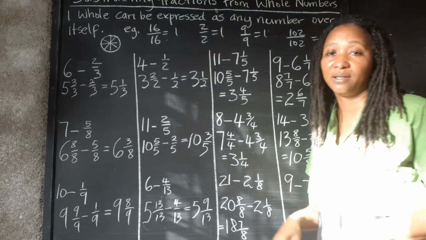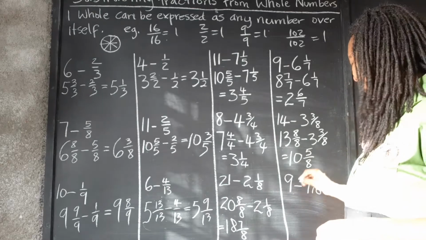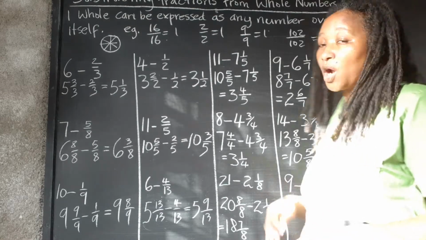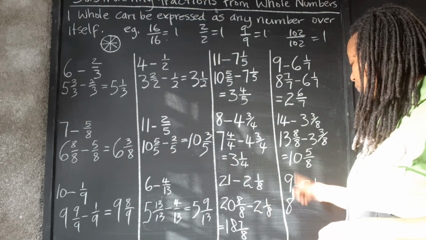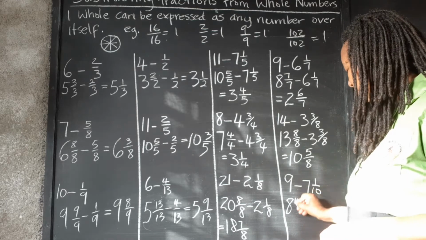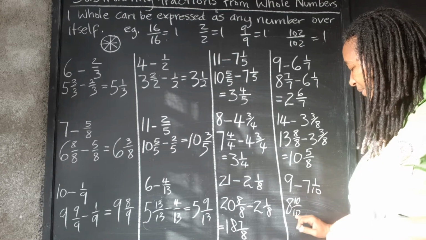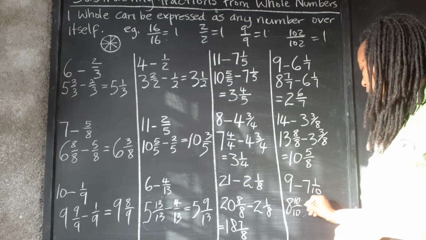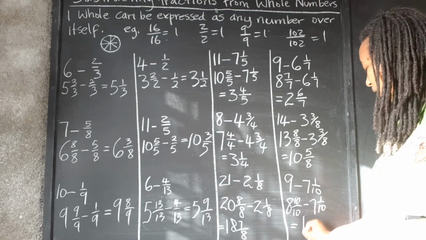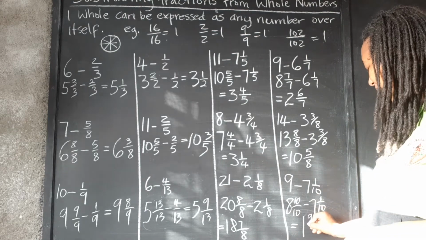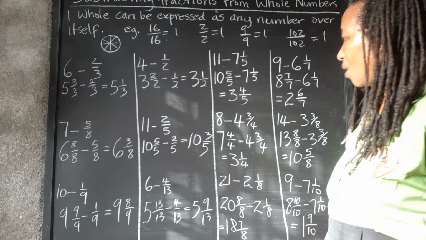And our final problem for today, we have 9 subtract 7 and 1/10. So we're removing one whole from the 9. We're left with 8 wholes. That one whole, we're expressing it as 10 over itself. This is still 9. This is another way of writing 9. 8 plus 1 whole. Now we're subtracting 1 over 10. 8 take away 7 is 1. 10 take away 1 is 9. And we'll put it back over the 10. And we are done.